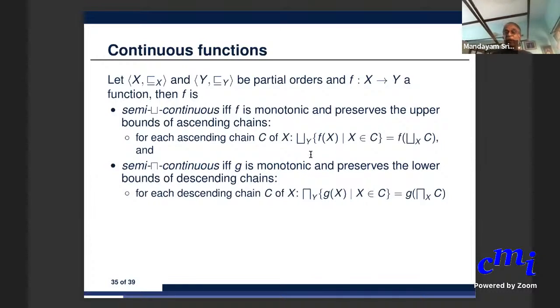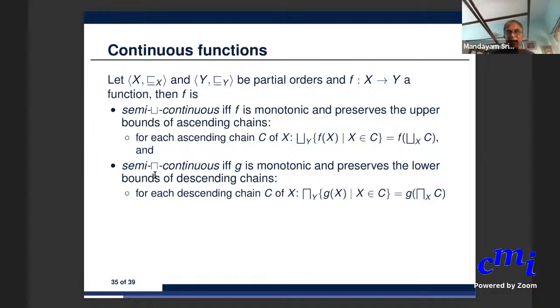F applied to every element in that ascending chain has to be an ascending chain in the lattice Y. So what this function being continuous requires is that the upper bound of the ascending chain that you get by applying F to every element in C should be F applied to the upper bound of that ascending chain in X. In that sense, F is said to be continuous if it preserves the upper bounds in both those sets. And meet continuity is defined analogously.